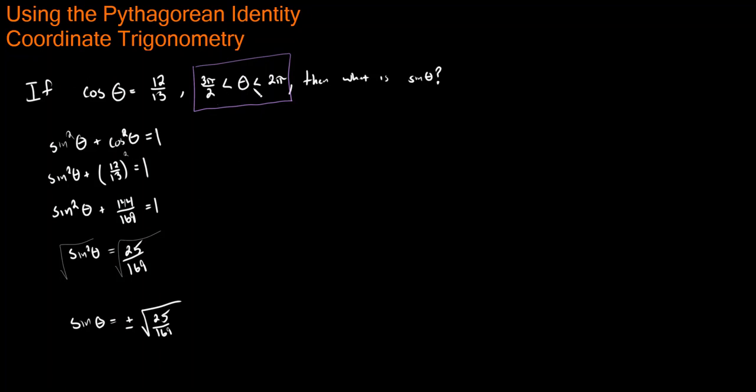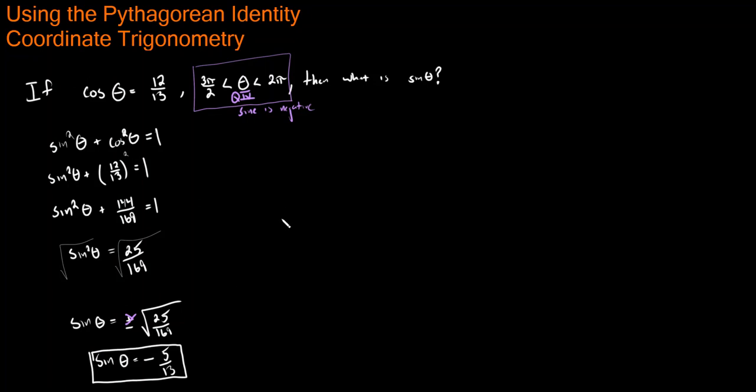Theta in between 3 pi over 2 and 2 pi, if you think back, that's quadrant 4. And in quadrant 4, sine is negative. So we get rid of the positive and only take the negative. So sine of theta is equal to negative, well, the square root of 25 is 5, the square root of 169 is 13, so sine of theta is negative 5 over 13. And that's the answer to our problem.